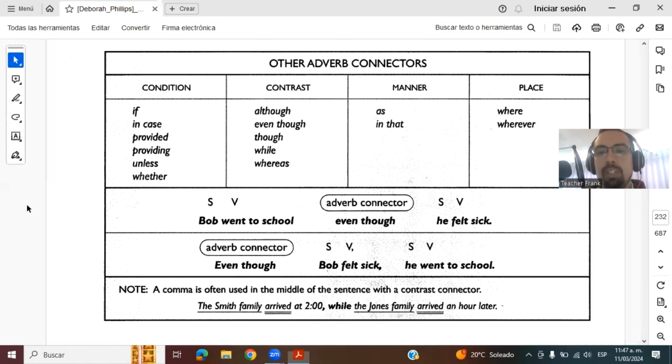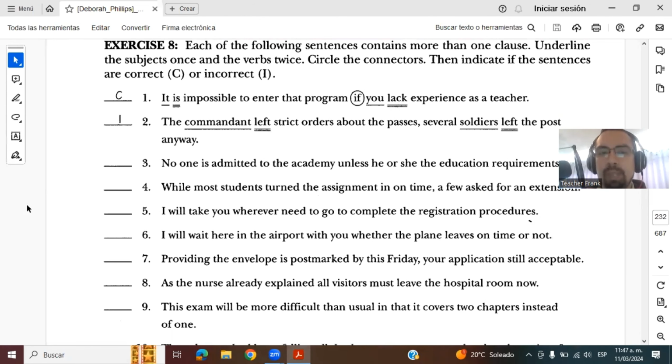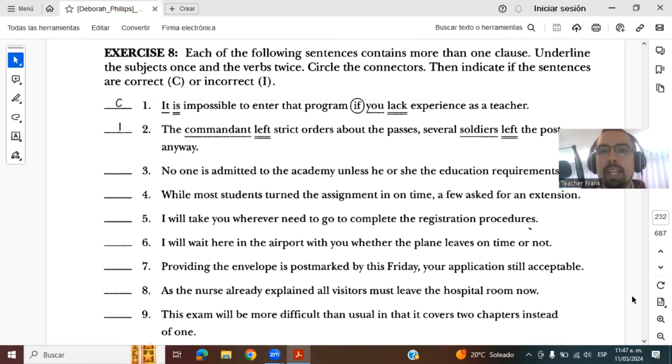Okay, so make sure you study this graph, and now we're going to go with exercise 8 of the TOEFL skills. Okay. Here it says each of the following sentences contains more than one clause, right? So we need to detect the two clauses, underline the subjects once and the verbs twice. Circle the connectors, right? And then indicate if the sentence is correct with a C or incorrect with an I, right? So let's look at number 1.